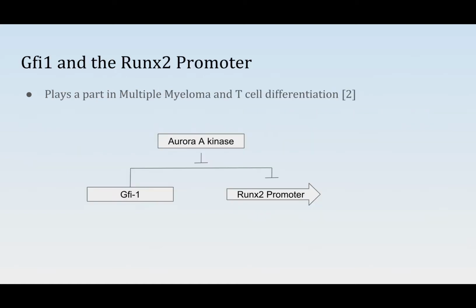For one of the states, it's going to be run by the GFI1 and the RunX2 promoter. So the GFI1 here is shown as a repressor. When it's dephosphorylated, it binds to the RunX2 promoter. With the introduction of Aurora A kinase, that will phosphorylate GFI1 and inactivate it so that it won't be able to bind to the promoter and transcription can continue.